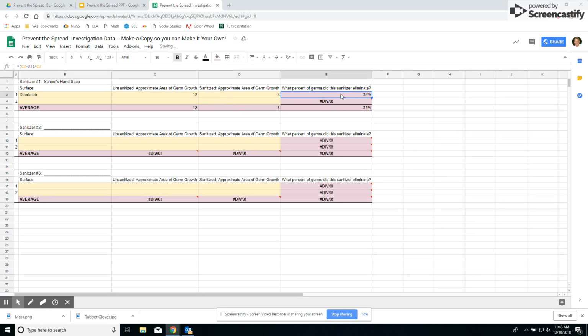What shows up over here is the percent of germs that this sanitizer eliminated. So by taking it down from 12 square centimeters to 8, it eliminated 33% of the germs.